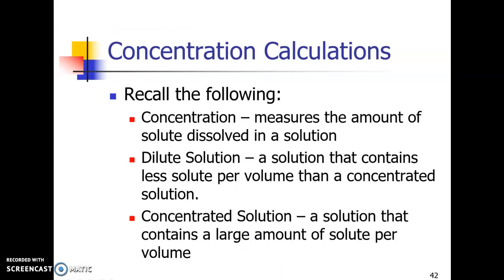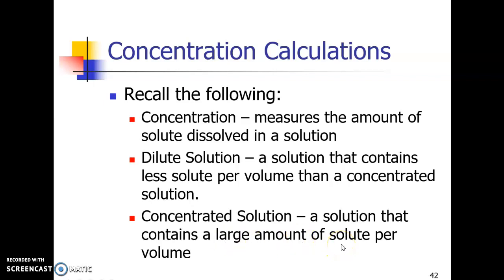Right, so let's go back and just talk about a couple of things. So concentration is a way to measure the amount of solute dissolved in a solution. A dilute solution is a solution that contains less solute per volume than a concentrated solution. It's kind of a general or generic term that doesn't have any specific meaning, but generally speaking, you would take a dilute solution to be something that's not very concentrated, and then a concentrated solution is going to be a solution that contains a large amount of solute per volume.